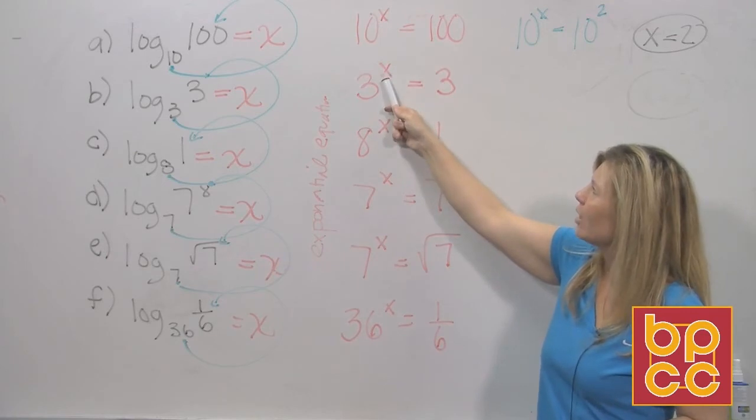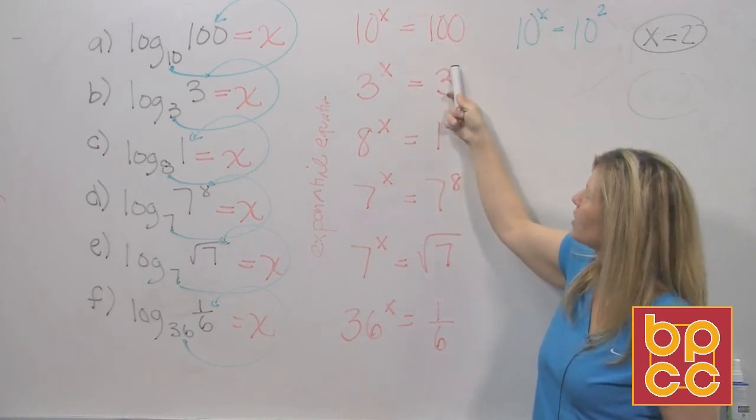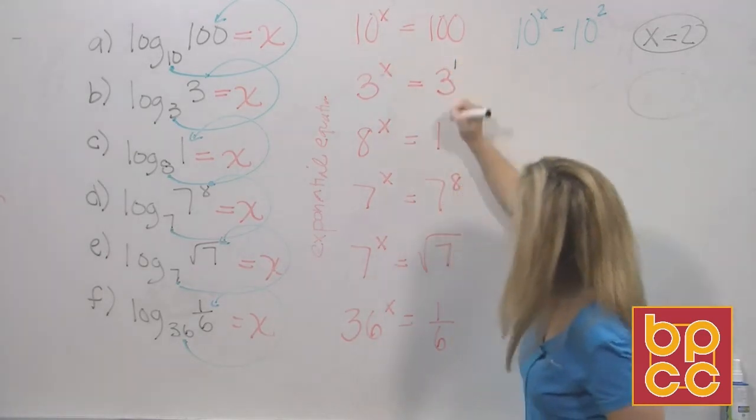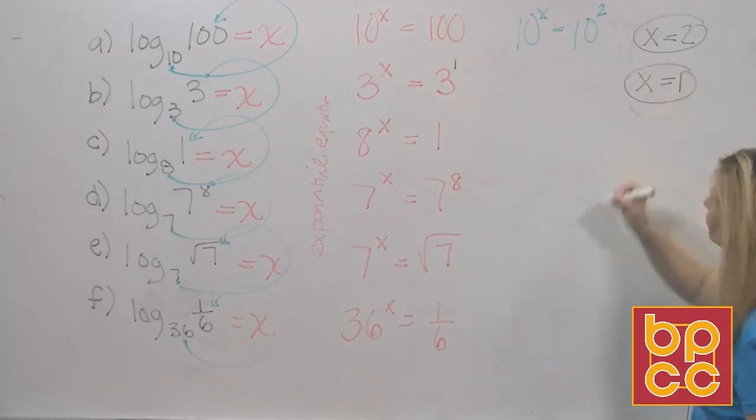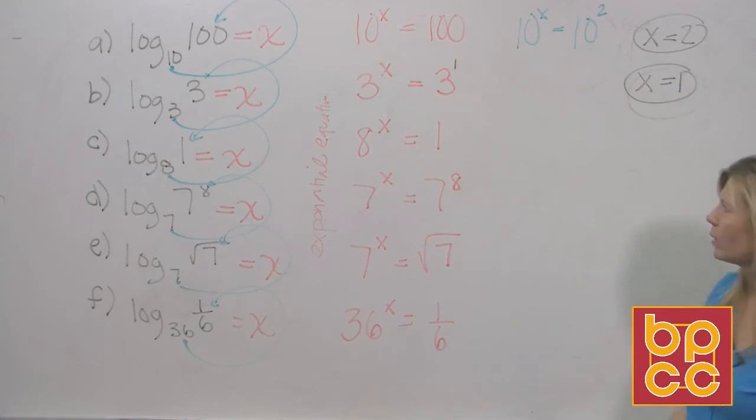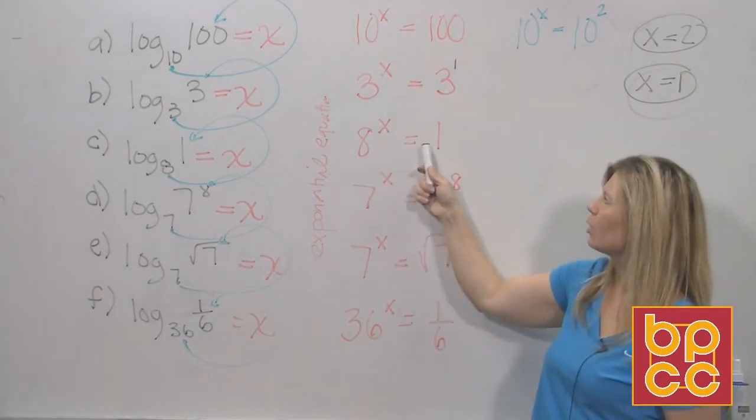Well, here's x in this exponent spot. What's the exponent here? Very good. It's understood to be 1. So that solution is x equals 1. All right, the third one. 8 to the x equals 1.